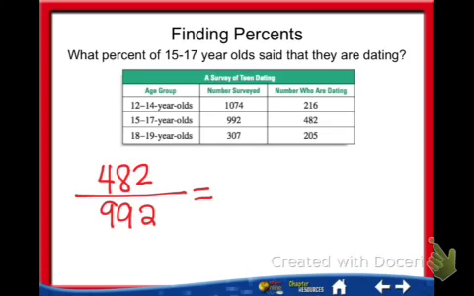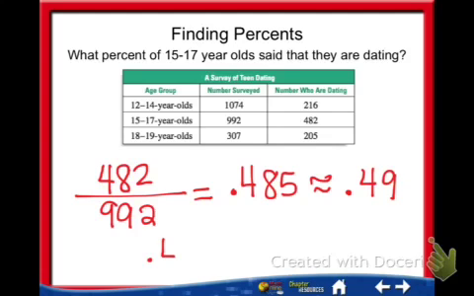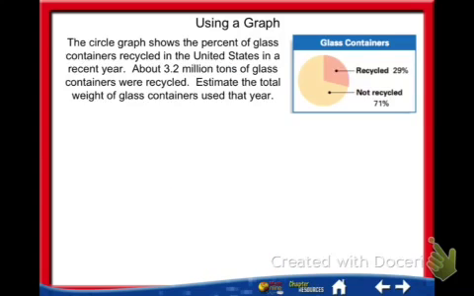When you divide this, you'll get about 0.485. So we'll round that to about 0.49. To change a decimal to a percent, you must move your decimal 2 places to the right. So 49% of 15 to 17-year-olds said that they are dating.